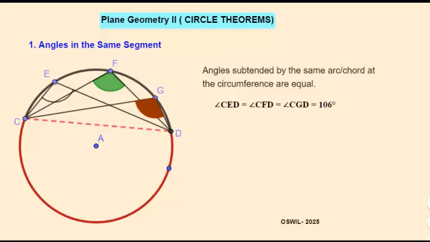So we can say that angle CED is equal to angle CFD and is equal to angle CGD. So all the three angles are equal. They can be two angles, they can be three, they can be four, no matter the number of angles that are formed at the circumference. They may be equal provided they are subtended on the same chord.